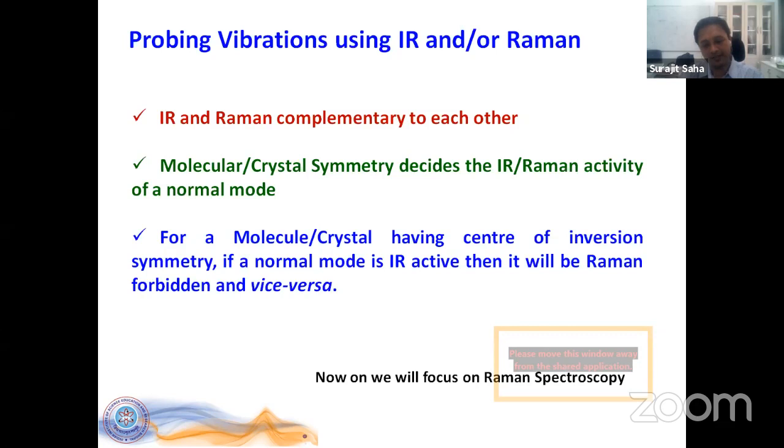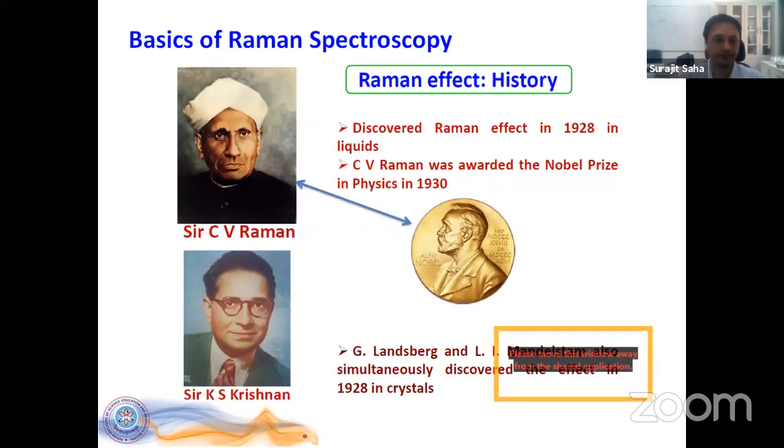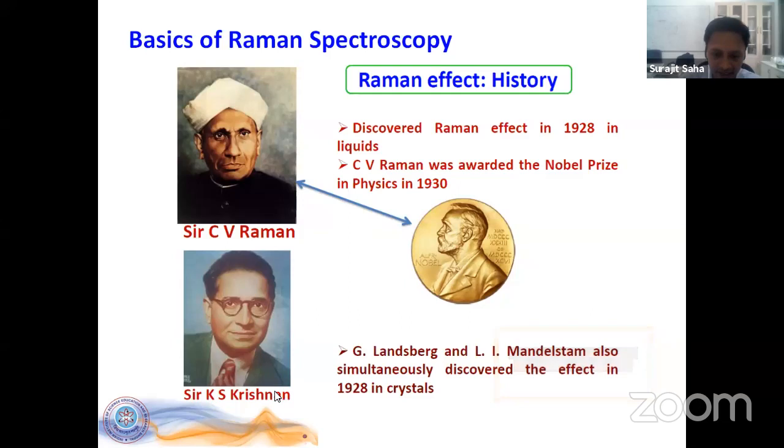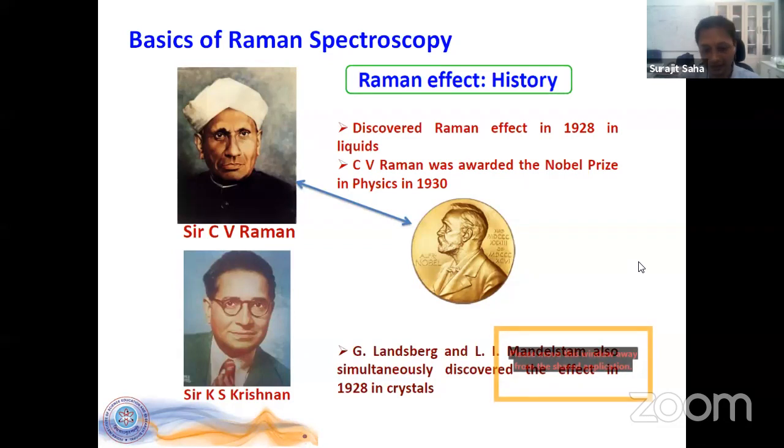Now I'll focus more on Raman spectroscopy. Historically, as we know, the Raman effect was discovered by Sir C.V. Raman and Sir K.S. Krishnan in 1928. And in 1930, C.V. Raman was awarded the Nobel Prize. But around the same time, in 1928, two Russian scientists, Landsberg and Mendelssohn, had also discovered this phenomenon in crystals.